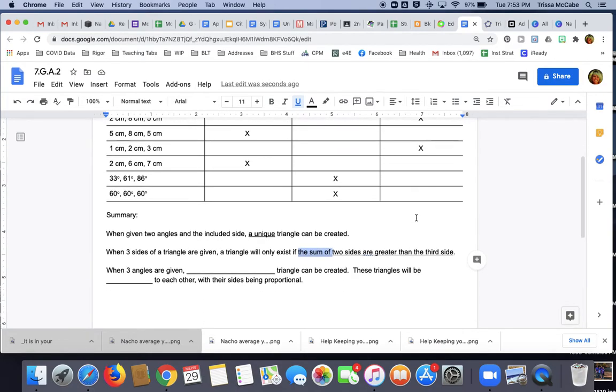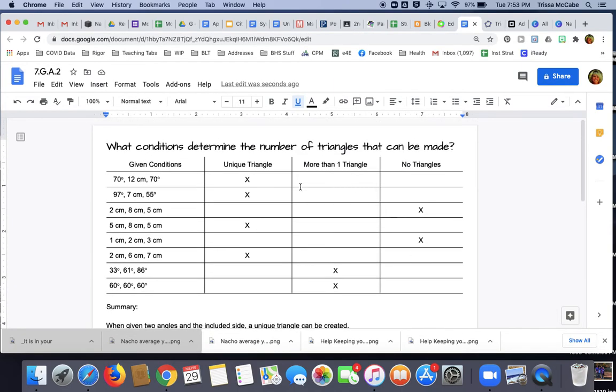One more. When three angles are given, what would you fill in this blank? If you said more than one triangle can be created, you are correct. And these triangles will be similar to each other as their sides are proportional. So I'm hoping this video has helped you understand when we're going to be able to get a unique triangle, just one, more than one triangle, or absolutely no triangles.